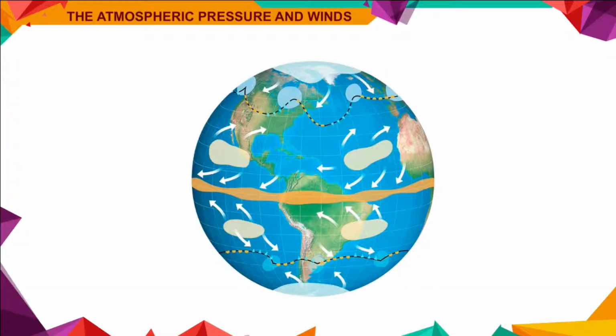Polar winds. They blow from the poles towards the subpolar low pressure belt. Their direction is the same as that of trade winds. That is why they are also known as polar easterlies.